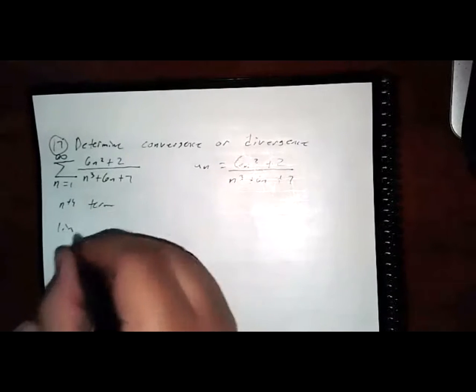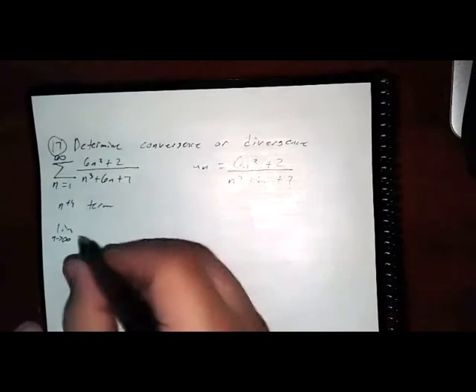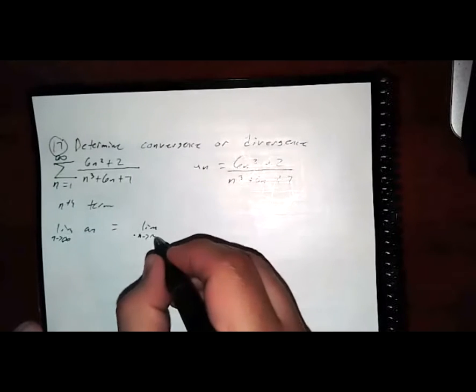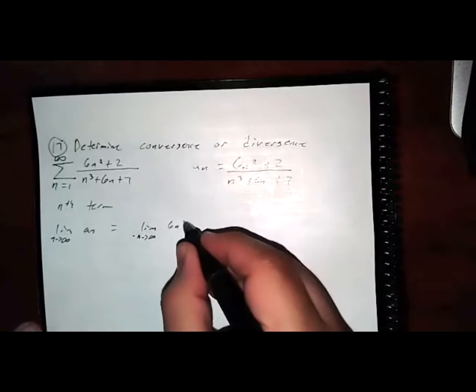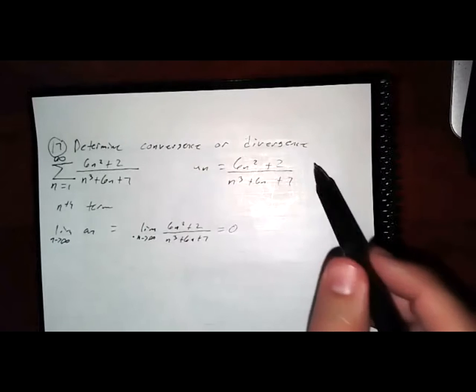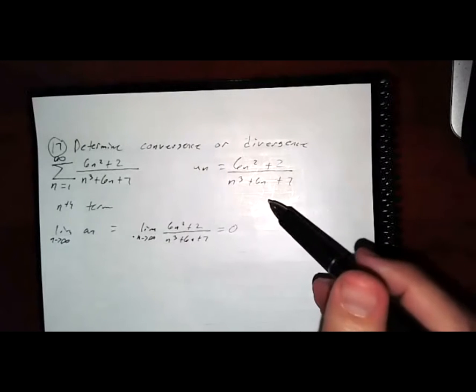Take the limit as n approaches infinity of a sub n, which is equal to the limit as n goes to infinity of 6n squared plus 2 over n cubed plus 6n plus 7. So the degree down here is bigger, so the limit will go to 0, which means the divergence test tells us nothing. But at least we know that we have to do something else. Now, looking at this, I think the comparison test would be the easiest route.